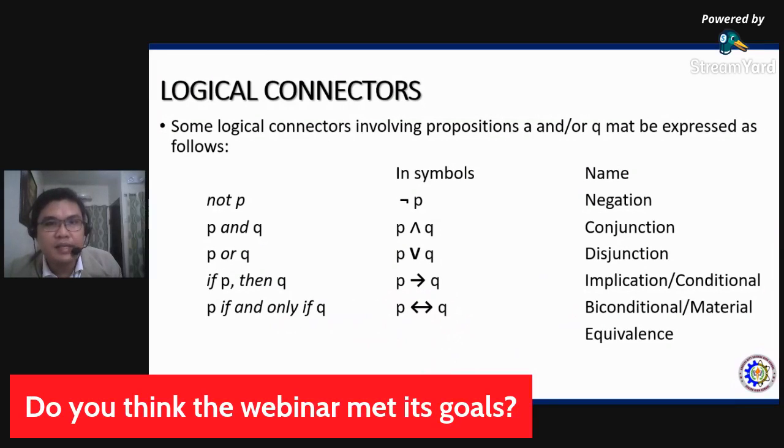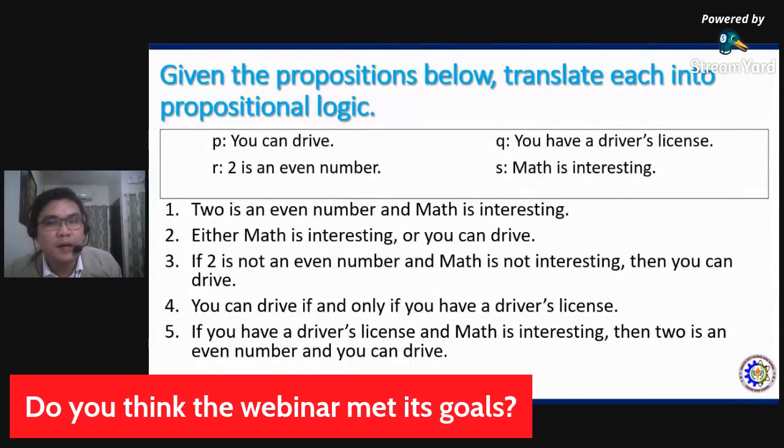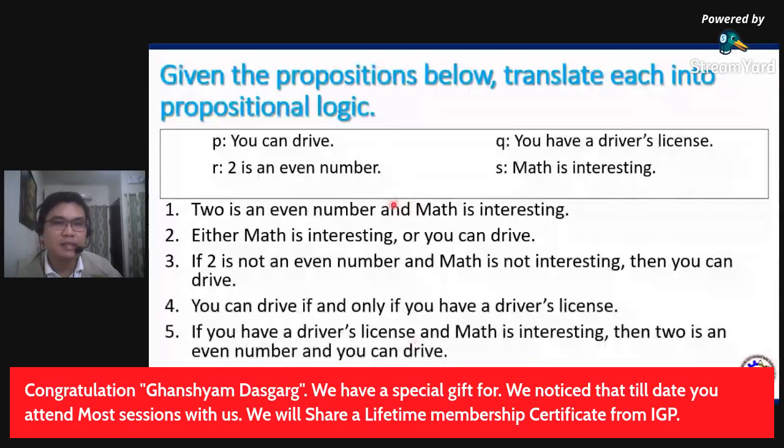So let's have another exercise, exercise 2, for us to use the concepts. First, we will translate the following into propositional logic. Given the following propositions, proposition P is: you can drive. Proposition Q is: you have a driver's license. Proposition R is: 2 is an even number. And proposition S is: math is interesting. So we will be having examples 1 to 5, and then we will translate them into propositional logic, meaning in symbols, given those P, Q, R, S as our symbols for these given propositions in the box.